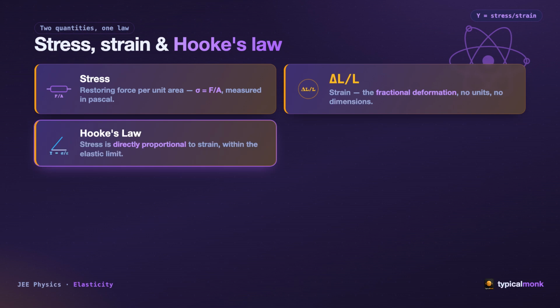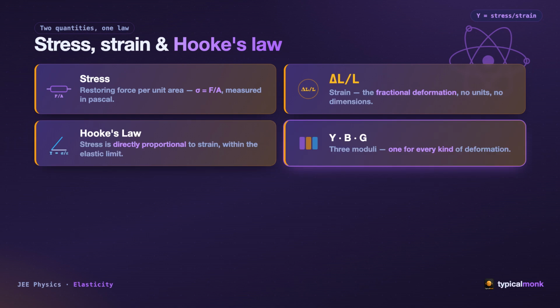Now Hooke's law. Within the elastic limit, stress is directly proportional to strain, and the constant of proportionality is what we call Young's modulus. Y equals stress over strain. David used to think Young's modulus, bulk modulus, and shear modulus were three unrelated formulas to memorize. The day he saw they are simply the same ratio, stress over strain, applied to three different kinds of deformation, he never confused them again.